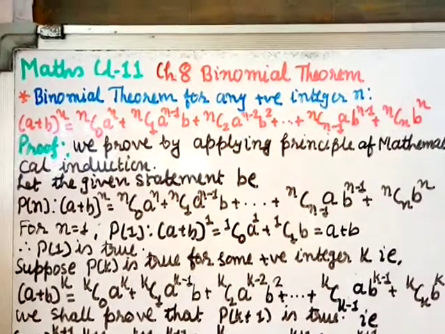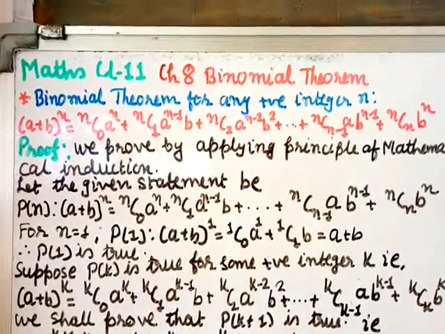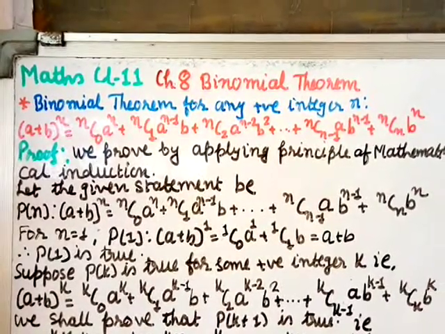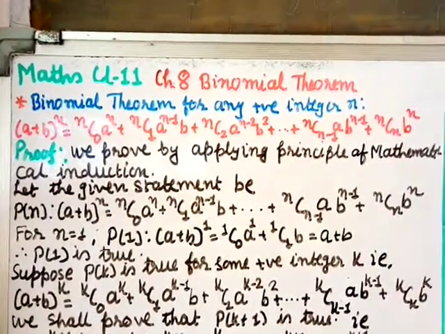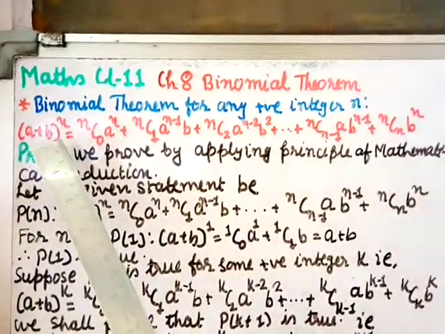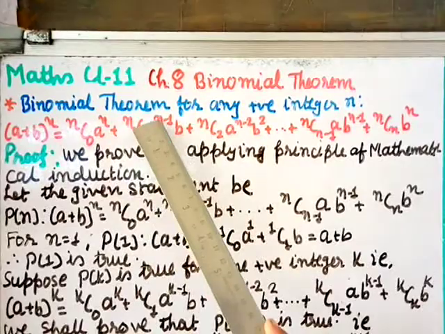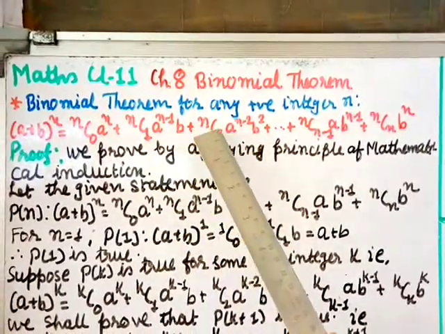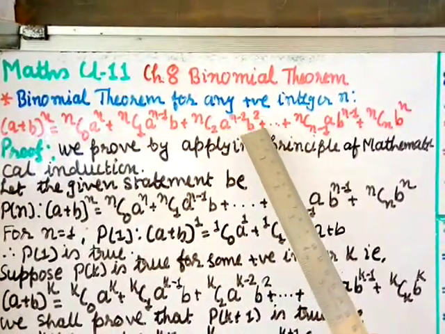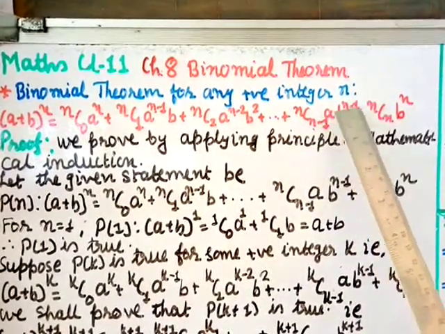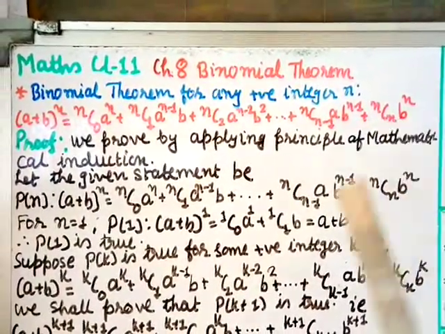We shall begin chapter 8 of mathematics class 11, binomial theorem. Binomial theorem for any positive integer n. The statement is (a + b)^n = nC0 a^n + nC1 a^(n-1) b + nC2 a^(n-2) b^2 + ... + nC(n-1) a b^(n-1) + nCn b^n.